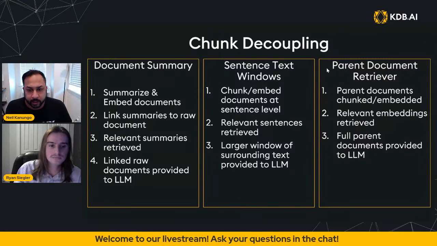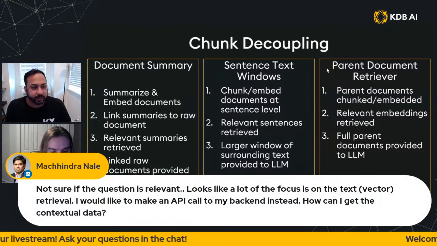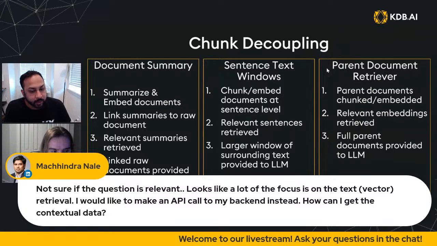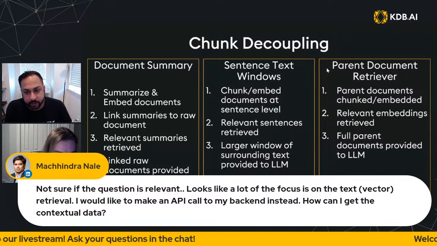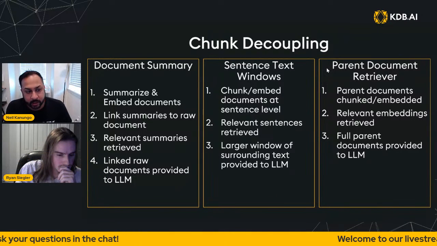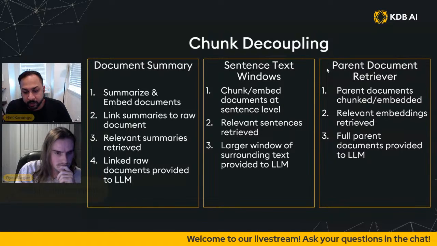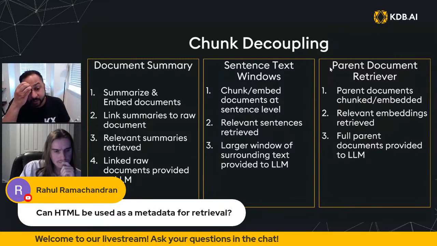Right. And then I'm going to try to combine two questions into one here. We have Mashindra Nale, and he was asking, he is looking to make API calls to his backend instead of to text retrieval. And he wants to get the contextual data from that backend. I'm assuming that backend is a database that he's trying to retrieve from. And then Raul on YouTube was asking if HTML can be used as a metadata for retrieval.